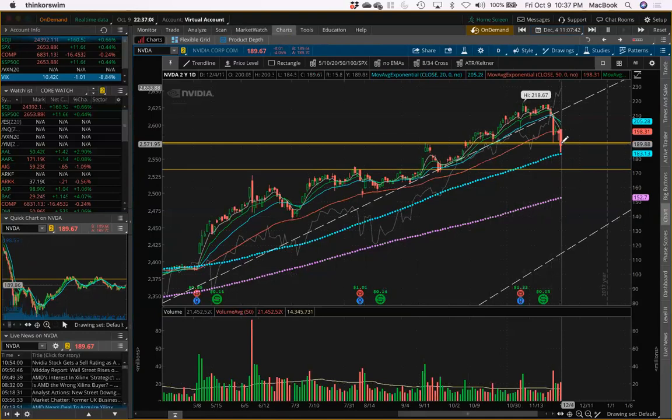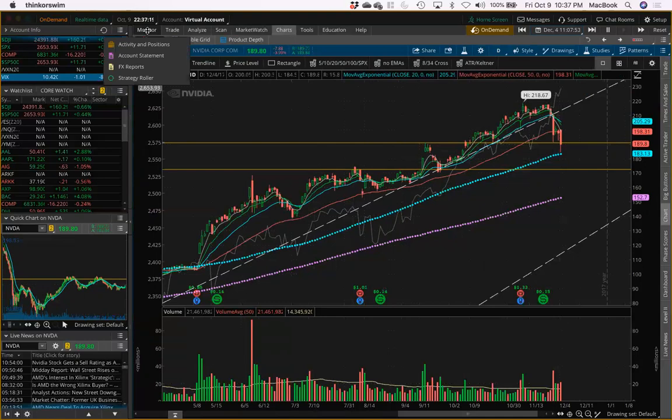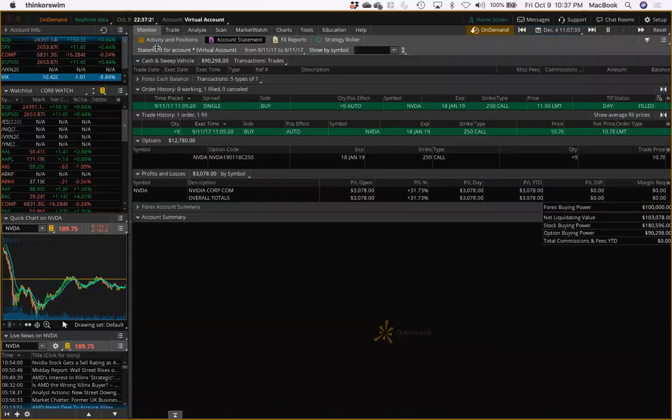But good news is, stock price was at 169.16. Stock price right now is at 189.79. Let's look and see what the value of our contract is. So right now we are up 31% with a profit so far on paper of $3,078, so 31% up.